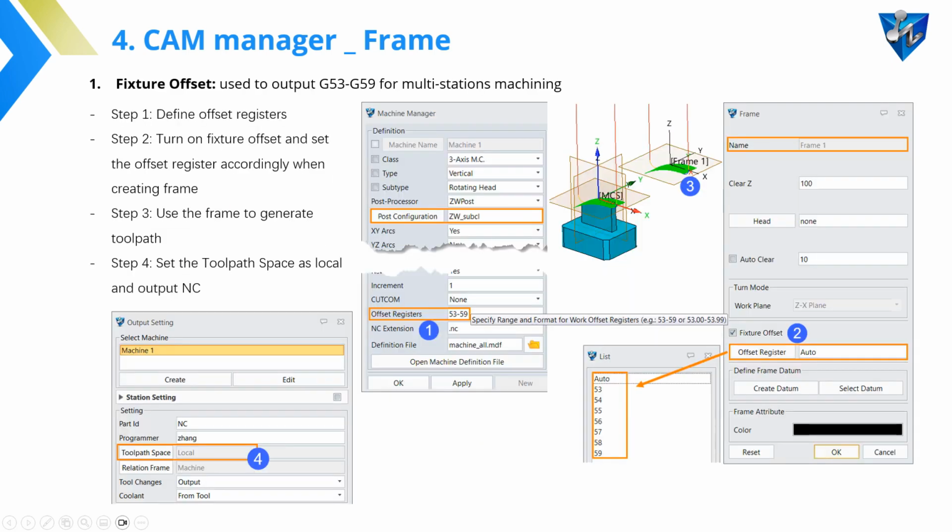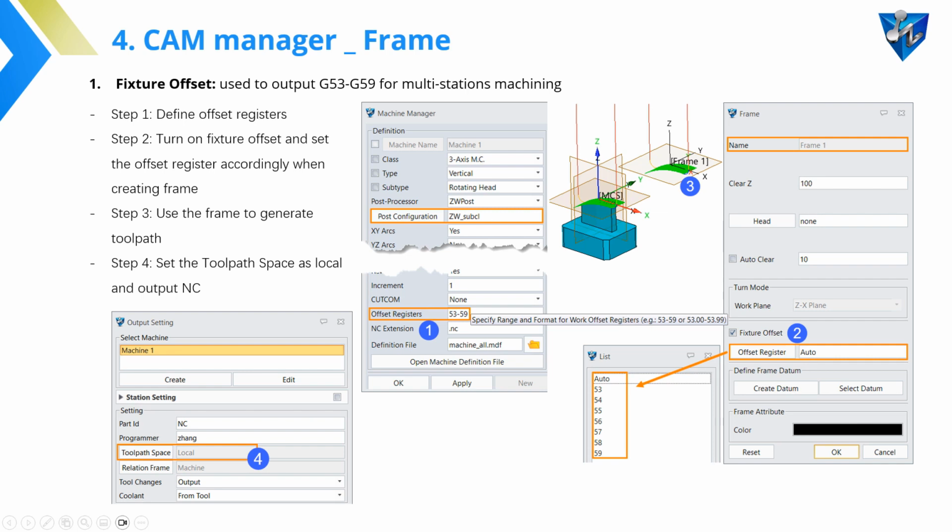As you can see here, we want to machine this electrode part in batch. In CAM, we just need to insert one part and create auxiliary surfaces. Then we define the features based on the auxiliary surfaces. After that, we need to create frames for each station. During the frame creation, tick Fixture Offset and set the offset register as auto or specific value. The list needs to be defined in the Machine Manager.